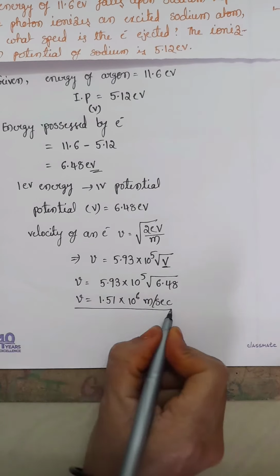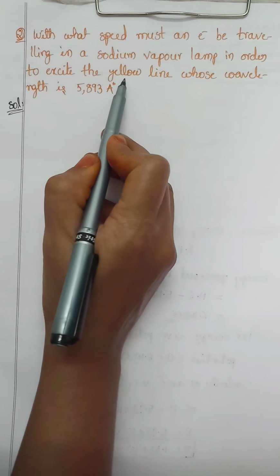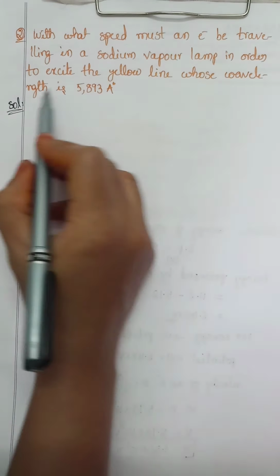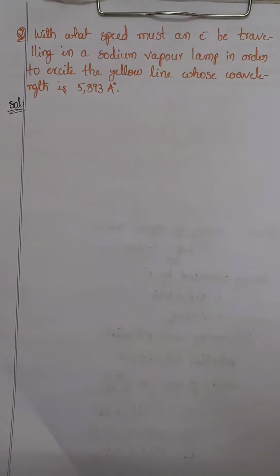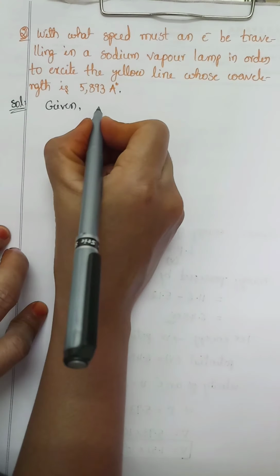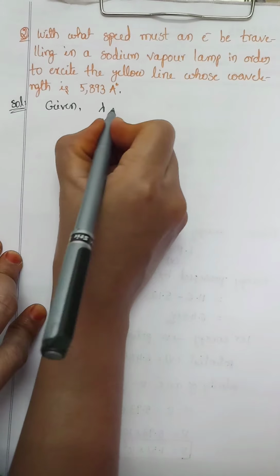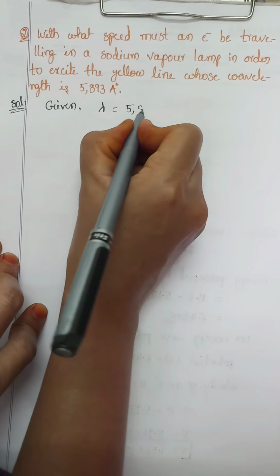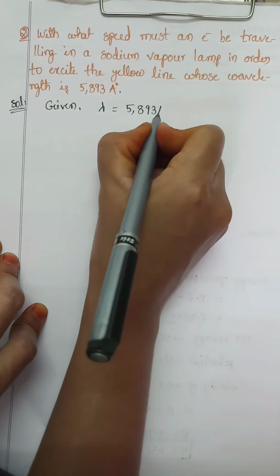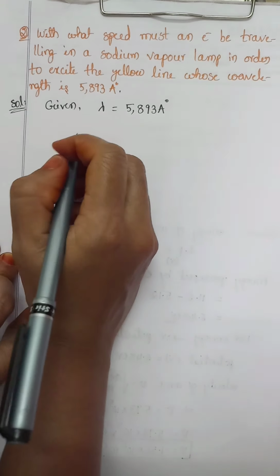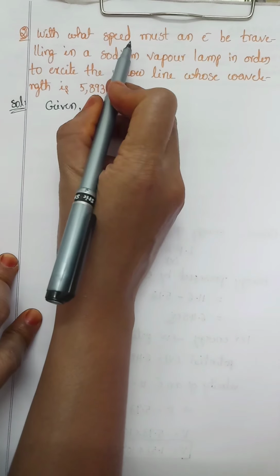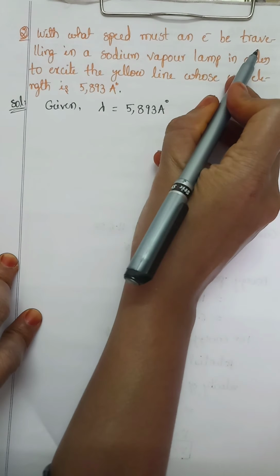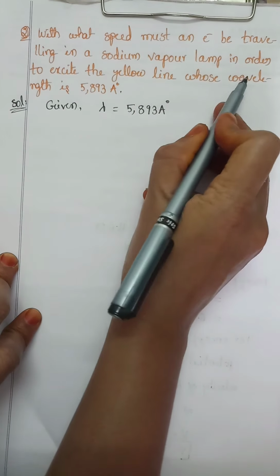So, in order to excite the yellow line whose wavelength is 5893 angstroms, let us find what has been given. Given is wavelength, that means lambda is given as 5893 angstroms, and what is to be found actually? With what speed? That means we have to find the speed of the electron traveling in a sodium vapor lamp.